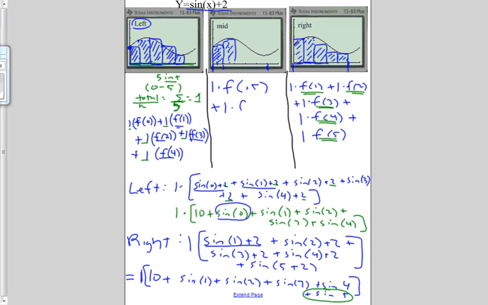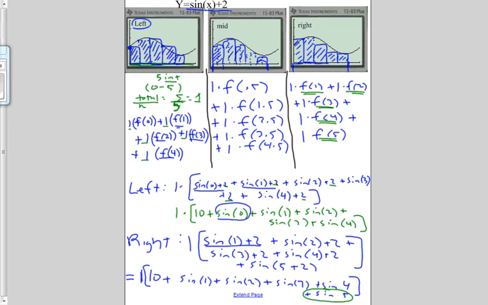Plus 1 times f of 1.5, plus 1 times f of 2.5 in my next rectangle, using the midpoint. Plus 1 times, in my next rectangle, f of 3.5. And in my last one, to get the area approximation, it's 1 times f of 4.5.